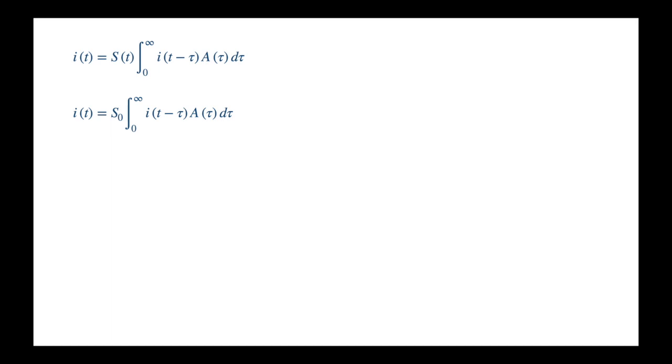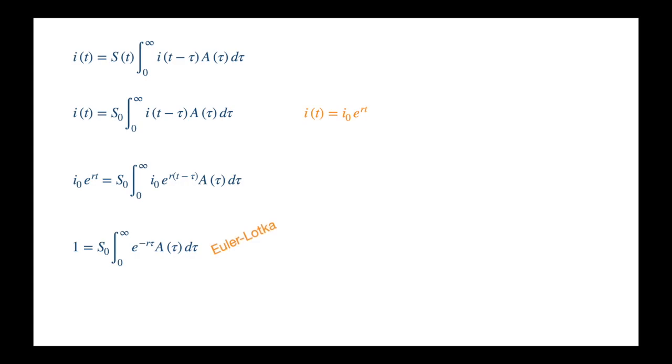The solution of such equations usually takes this form. You see the very same form in the solution of ODEs. So let's substitute for I on both sides. Notice the integral is with respect to tau, so we can take the term with the exponential of RT outside the integral, which cancels the same term on the left hand side, and I0 cancels as well because it is a constant. And this is the famous Euler-Lotka characteristic equation.